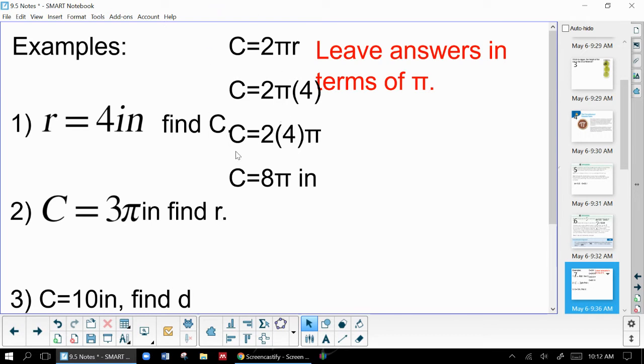Now, do you need to show every single step? Of course not. But you do need to leave the pi in it, and you do need to have a unit in all of these.